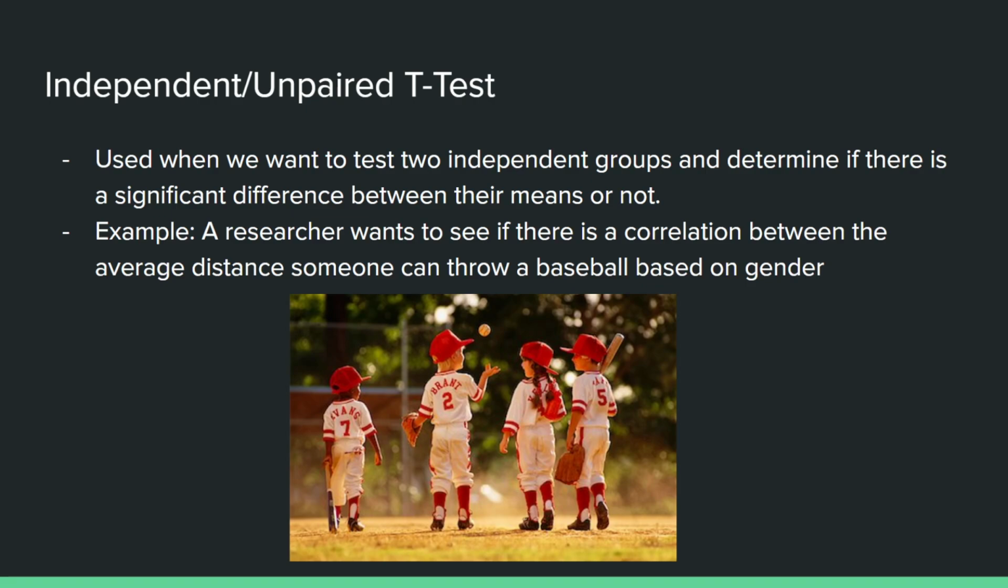Okay. So, for example, in this one, let's assume that we are testing for the average distance someone can throw a baseball based on gender. We would have two independent groups, males and females, and test whether there's a significant difference between their throws. So this is testing one independent group against another, and seeing if their distances vary in any way. And again, if they do vary, the p-value will reflect that, and then we can reject or accept the null hypothesis based on that.